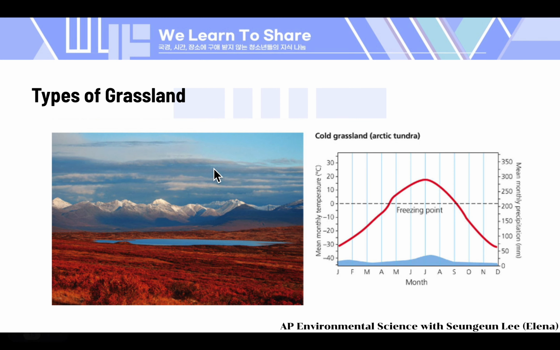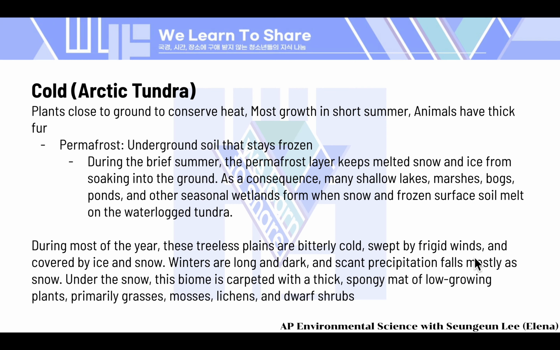Now lastly, this is what we call a cold grassland or Arctic tundra. You can see that precipitation is lower than the tropical one, the temperate one, the prairie, and also it's much colder in January and December, right? So Arctic tundra is a cold and treeless plain with a short growing season, and plants stay close to the ground, and animals have thick fur for insulation. And also there's something called a permafrost layer, which creates seasonal wetlands, and it's crucial for this biome's ecology.